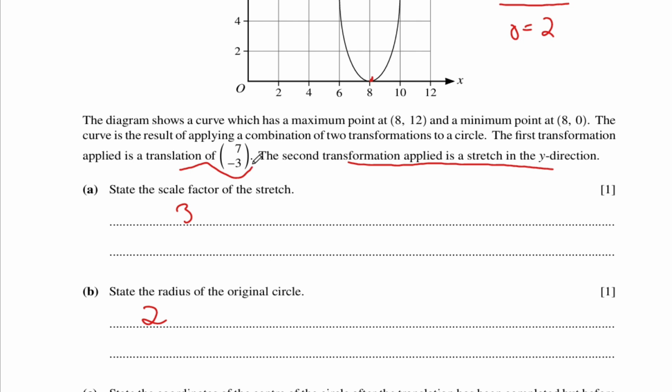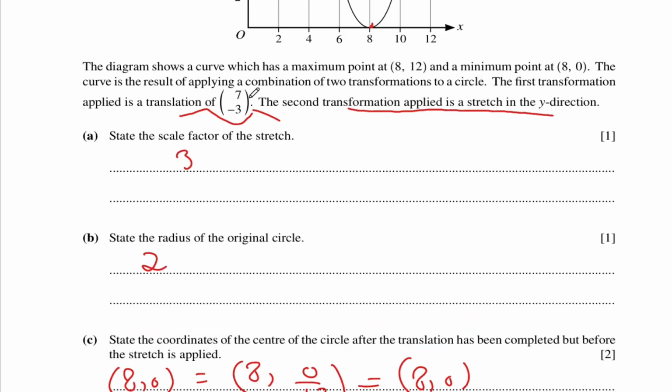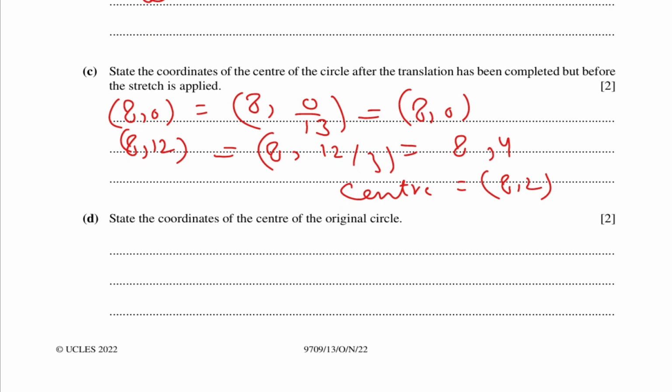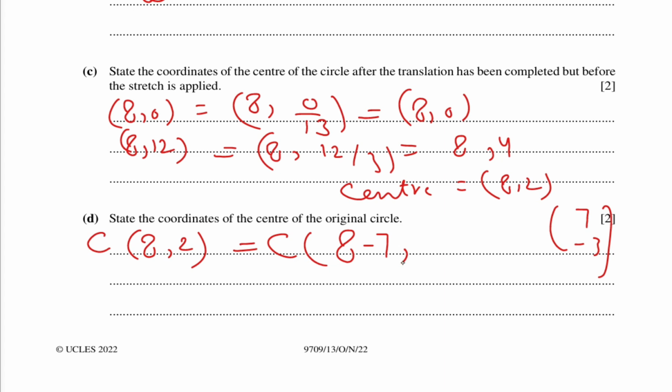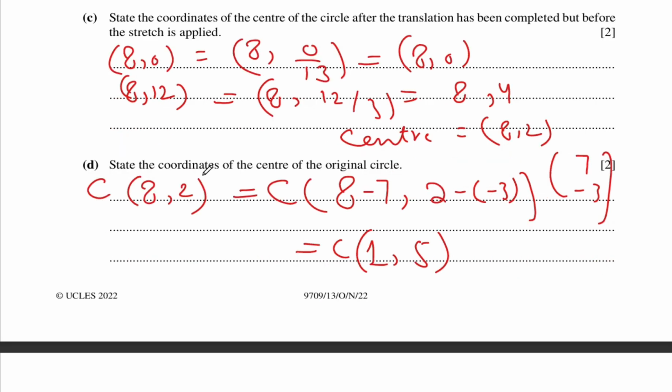State the coordinate of the center of the original circle before it was translated. We know the translation vector was (7, minus 3). The upper number always describes a horizontal translation, and the lower number always describes a vertical translation. The center coordinates were 8, 2. I will write it as C. When we reverse the translation, the x coordinate will be 8 minus 7, and the translation in the y direction will be 2 minus minus 3. It will be 1, comma 5. So here we get the coordinates of the center of the original circle.